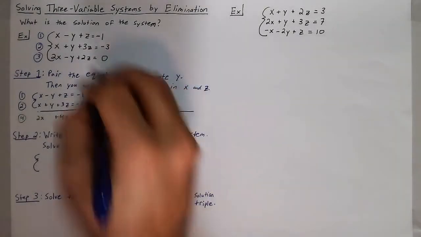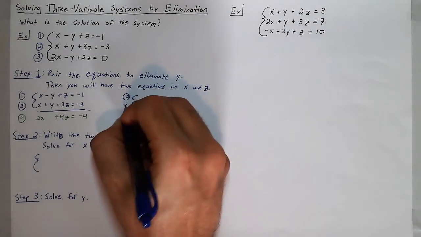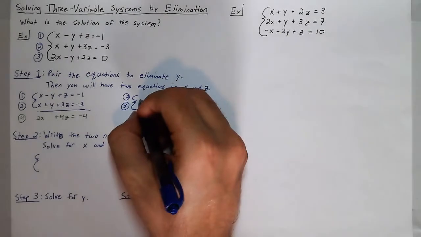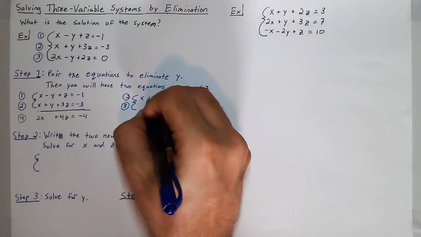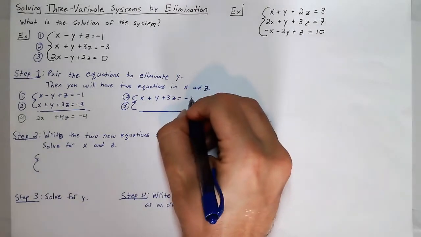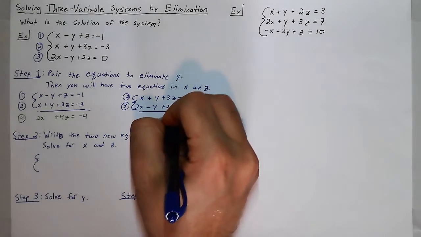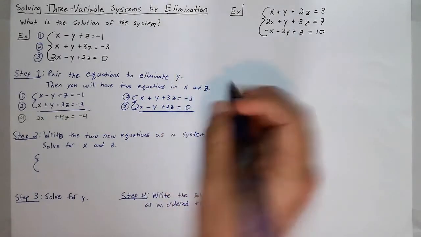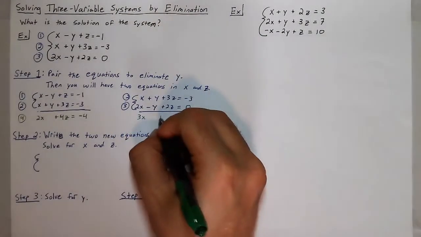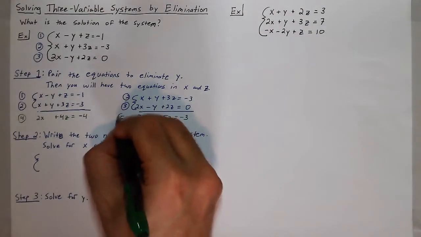Now, I want to combine equations 2 and 3 as well, because again, those are also opposite in value for the y's, so the y's will eliminate each other. We'll have x plus y plus 3z is equal to -3, and 2x minus y plus 2z is equal to 0. Again, adding these together, I get 3x plus 5z is equal to -3, and I'll call this equation 5 since it's a newer one.